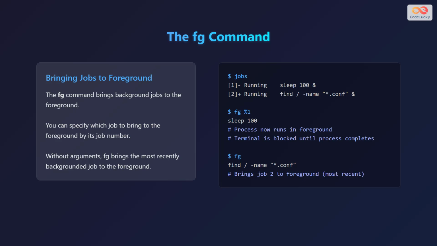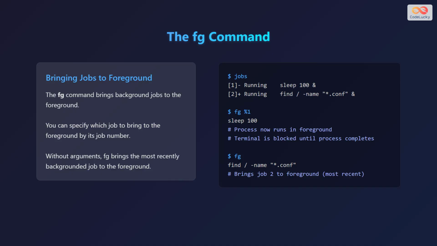The fg command is used to bring background jobs to the foreground. Just like the bg command, you can specify a job to bring to the foreground by using its job number. If you don't specify a job number, the fg command brings the most recent background job to the foreground.